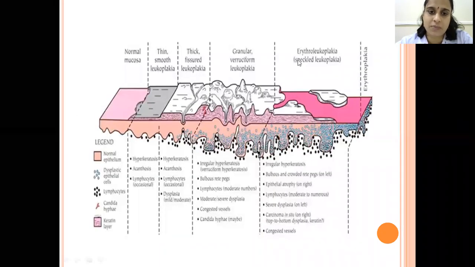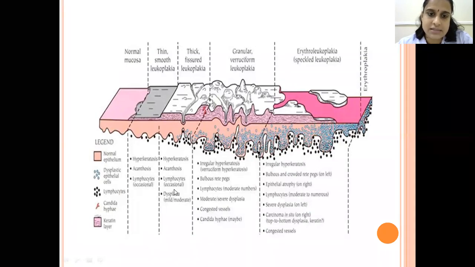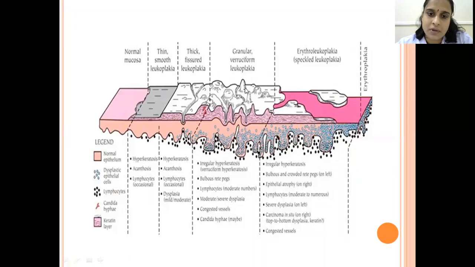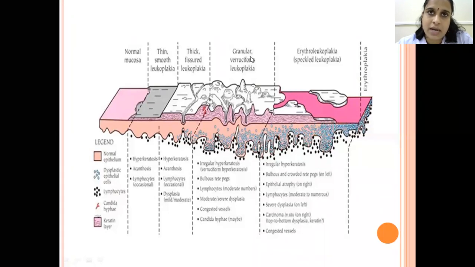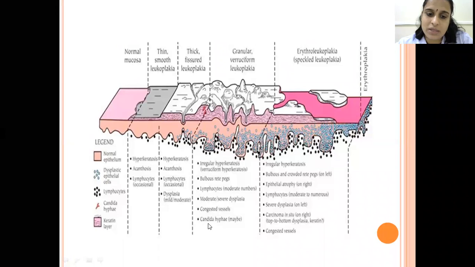The different types of leukoplakia. When there is thin, smooth leukoplakia, there is hyperkeratosis and acanthosis, occasional lymphocytes. Again, when I told you fissured and cracks, that has dysplasia, mild to moderate degree of dysplasia. Now, verruciform or granular leukoplakia, there are also bulbous rete ridges, moderate to severe dysplasia, and associated congested vessels with secondary infection with candida.